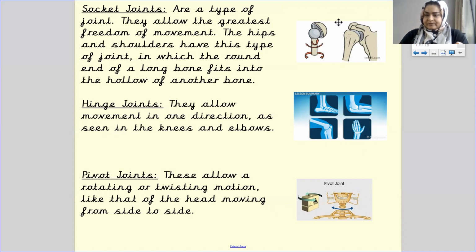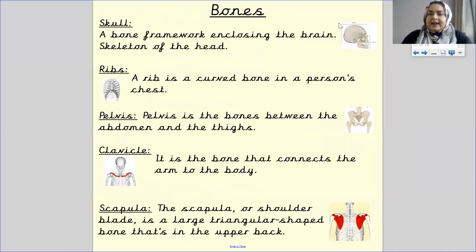Pivot joints. These allow a rotating or twisting motion, like that of the head moving from side to side. So it's something that will only help you twist and turn, okay? That is called a pivot joint. Now, this is the bones.